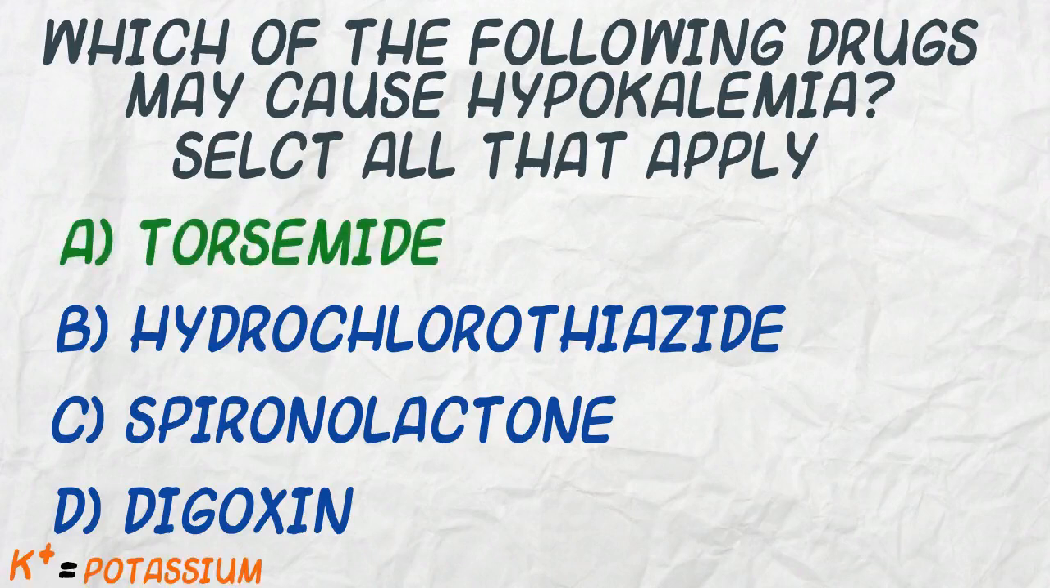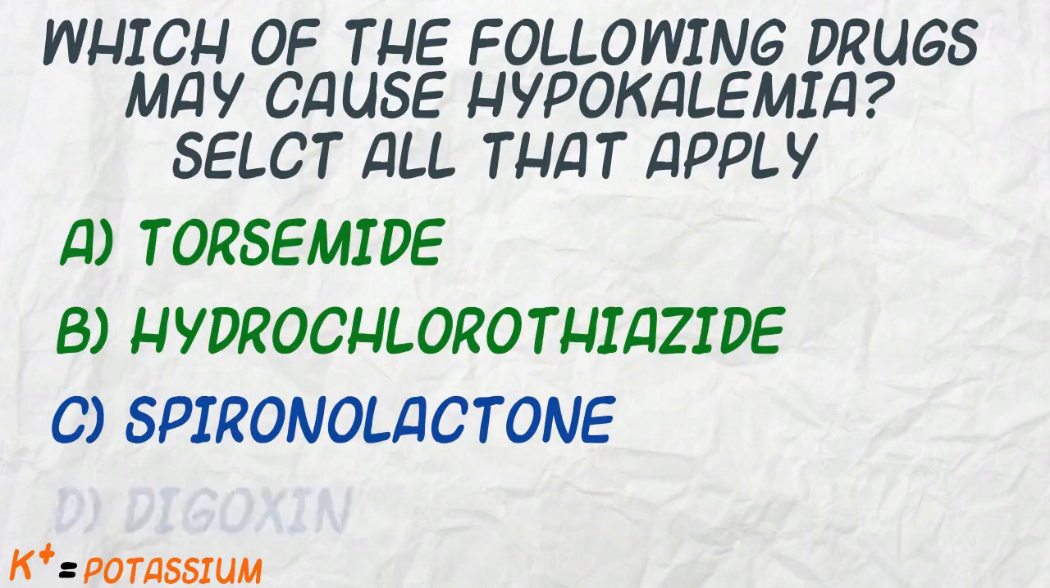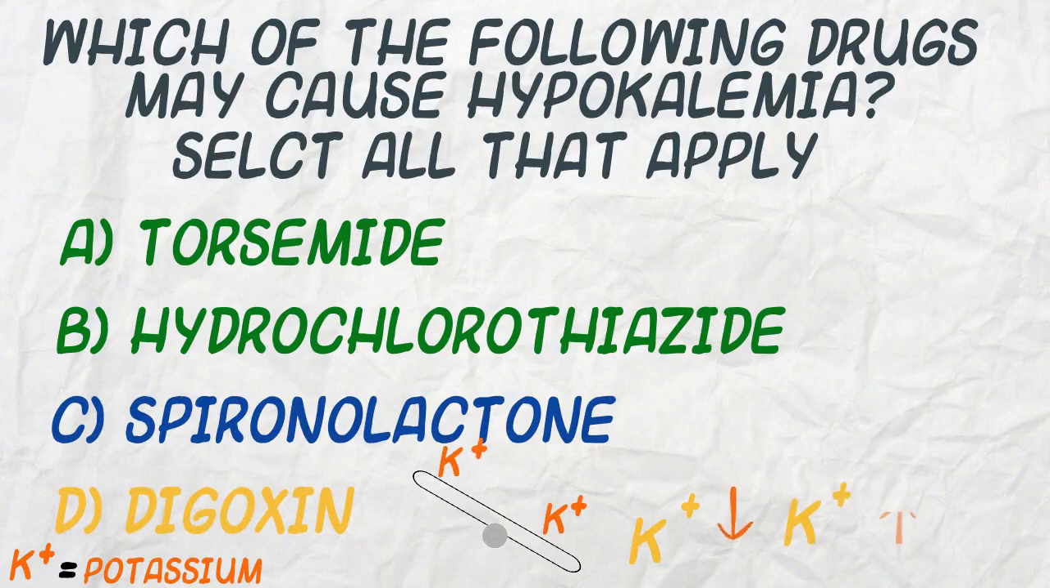Torsemide and hydrochlorothiazide are diuretics that cause lower serum potassium due to increased potassium excretion in the kidneys. When entering the circulation, digoxin binds to sodium-potassium pumps, which can also decrease or increase circulating potassium levels.